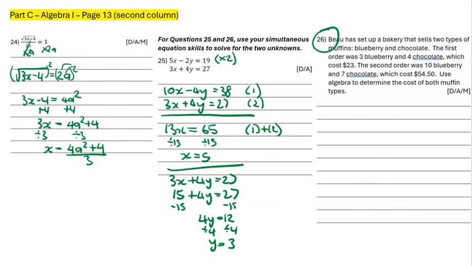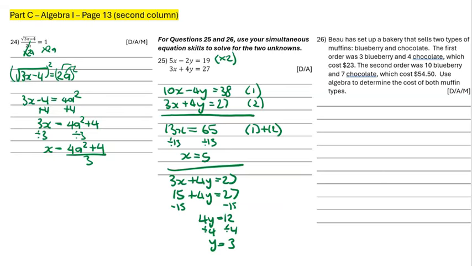Okay, now into question number 26. And this carries on in the simultaneous equation section. So basically we know the strategy is to form some equations from this here. Because it's a wordy question, it's bumped up to merit here. Let's get into it. So Bo has set up a bakery that sells 2 types of muffins. He's got blueberry and chocolate. The first order had 3 blueberries and 4 chocolates, which cost $23.